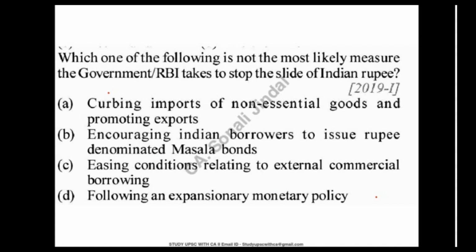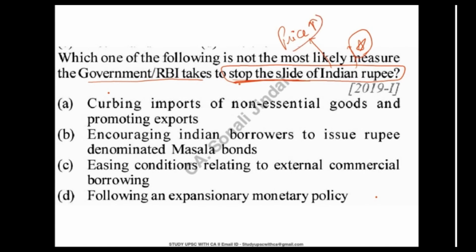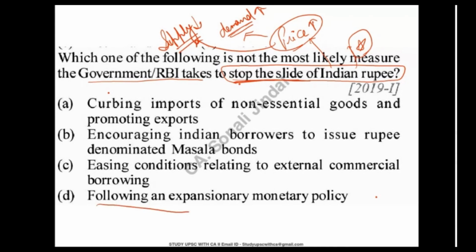Question. Here RBI or government takes to stop the slide of the Indian rupee. Here we will take the Indian rupee as a commodity only. So if you need to stop the slide, what does it mean? You need to increase the price of it. How can it be done? Either demand needs to be increased or supply has to be decreased. So let's read the fourth statement first. Following an expansionary monetary policy. What does it mean? Increasing money supply.